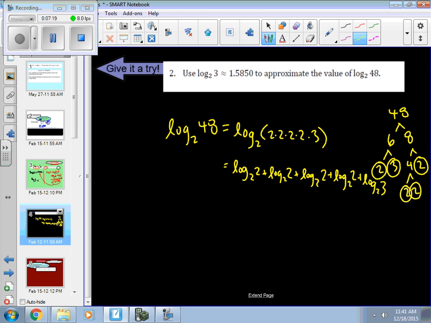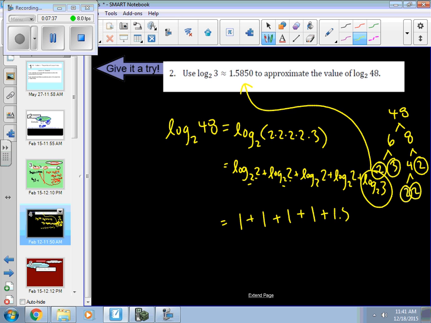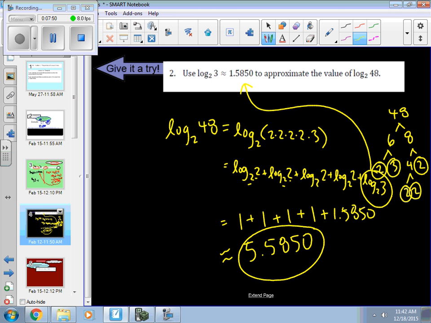Well, we know one of these here, this one, is equal to approximately the value they give here. And if you notice, all these match up, 2 and 2, 2 and 2, it's the same one. So all those ones are equal to 1. And this one's equal to approximately 1.5850. So it looks like the approximate value of this would be, if we add all those up, about 5.5850. That would be the approximate value.